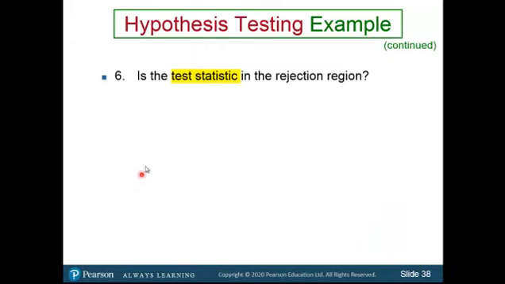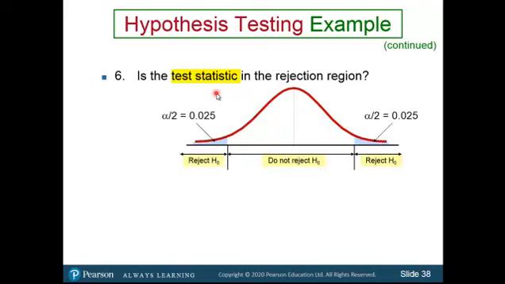Step number 6 is to compare the test statistic with the rejection area. To answer this question, we draw the distribution and specify the critical values based on the alpha level. The critical values that we calculated before are negative 1.96 and positive 1.96.